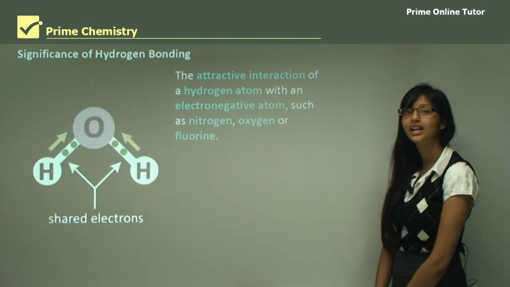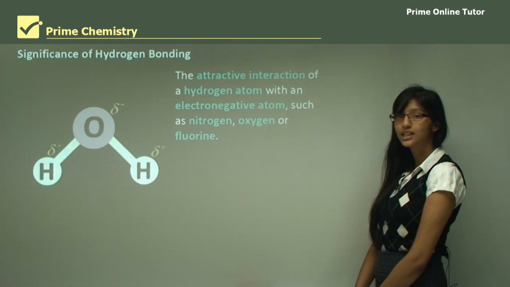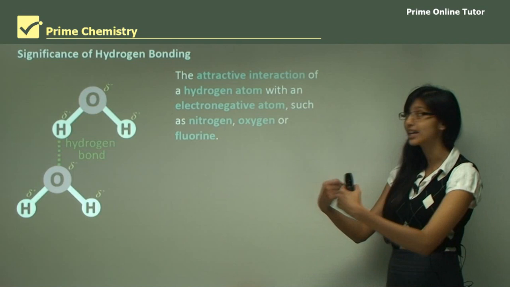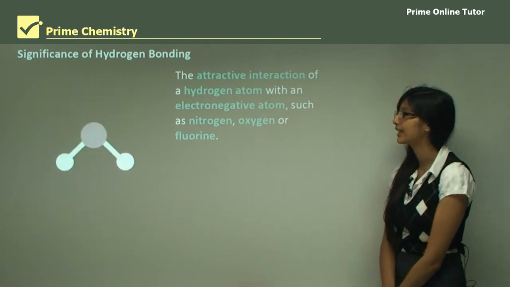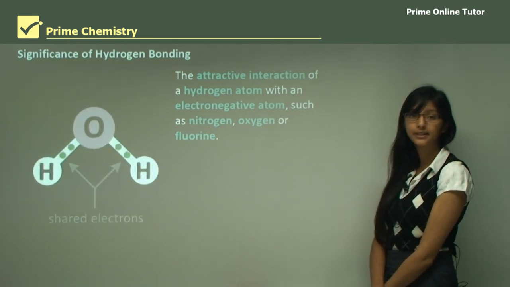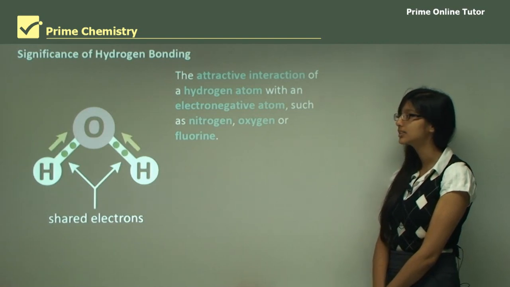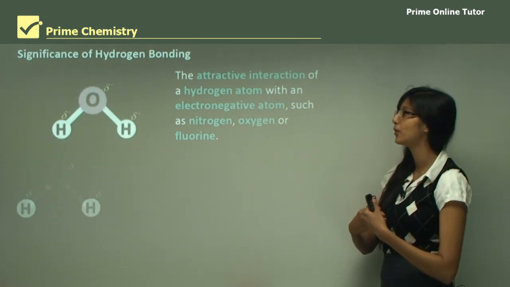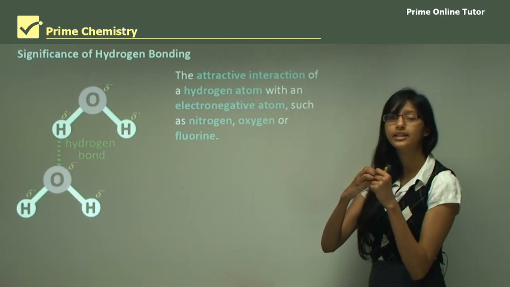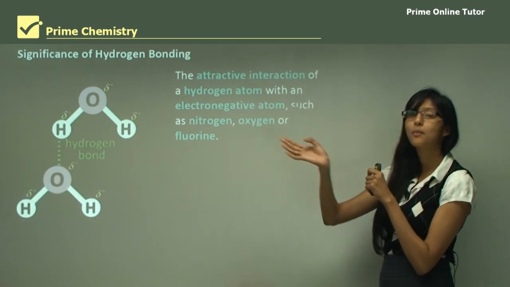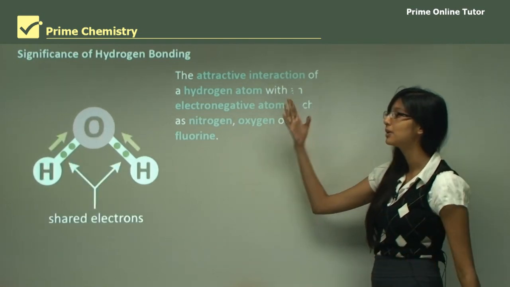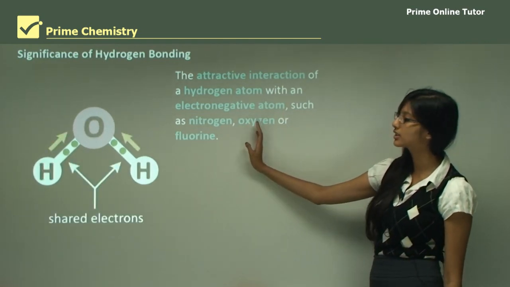Now what is hydrogen bonding? Hydrogen bonding is the attractive interaction. It's an attractive force of a hydrogen atom with an electronegative atom such as nitrogen, oxygen or fluorine. It's a strong attractive force that causes the hydrogen atom to form an attractive interaction with an electronegative atom, which can be nitrogen, oxygen or fluorine.